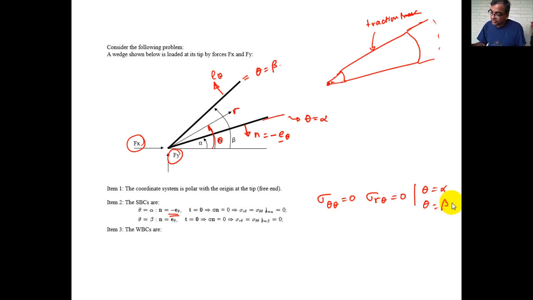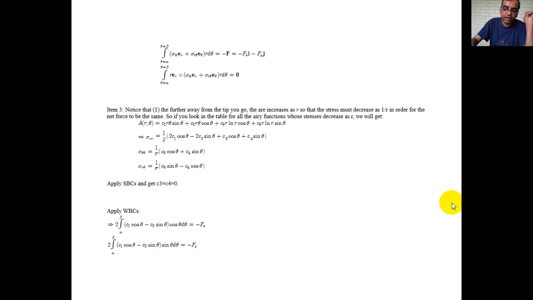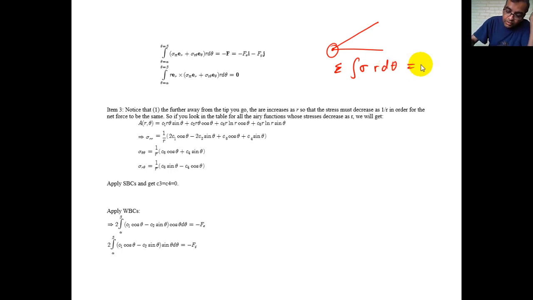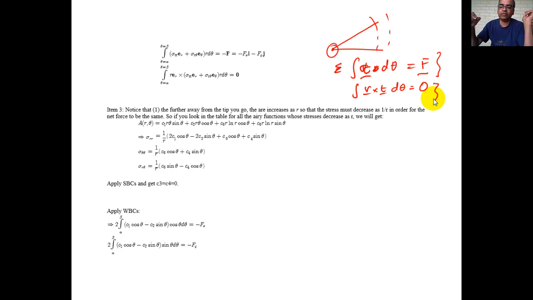How about the weak boundary conditions? Weak boundary conditions means that at the tip here, the summation or integral of the stresses times d theta must be equal to f, and that must be true wherever I go, right? Sorry, I should have written that T must be equal to f, and r cross T must be equal to 0. So forces are known, moments are 0.